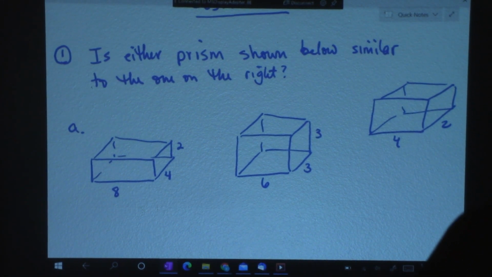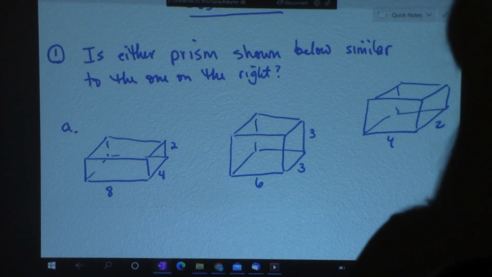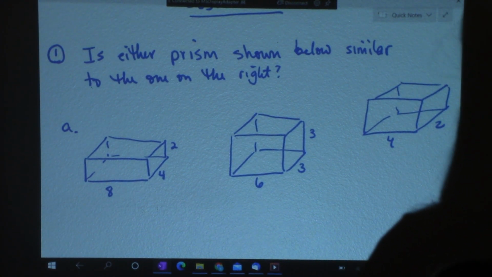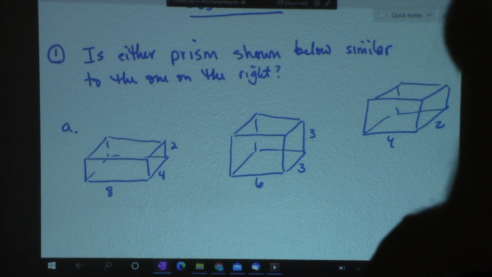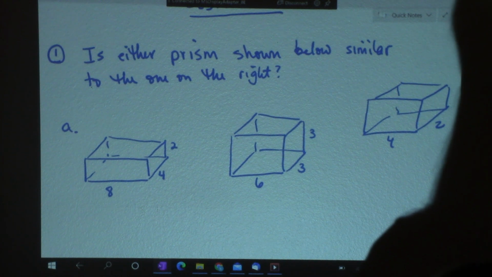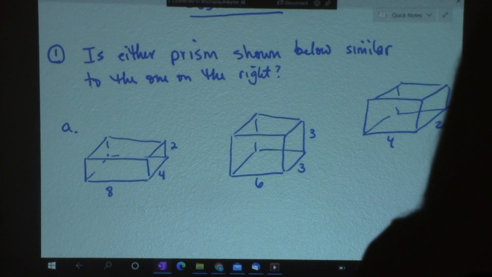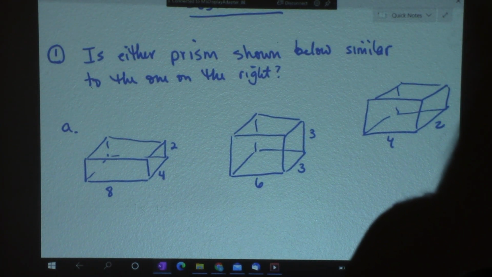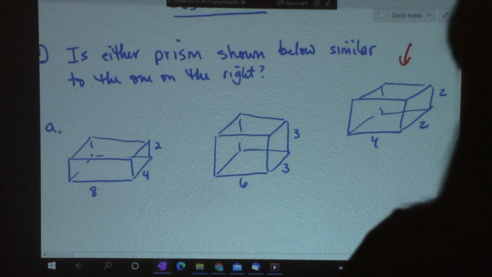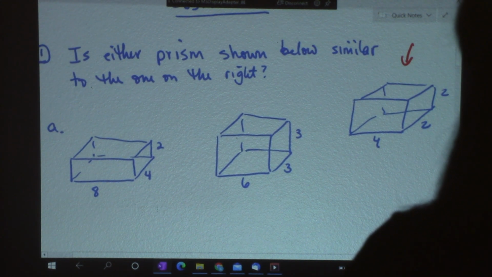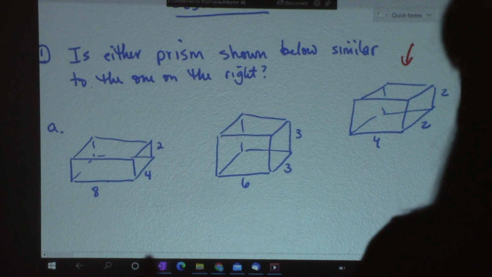Okay, so we did a whole chapter on similar triangles, as you know, and here and there since then we've looked at surface area and different similarities, and this lesson really focuses on that completely. So what we want to look at is, is either prism shown below similar to the one on the right? So here's the one on the right, and I want to look at both of these, okay?